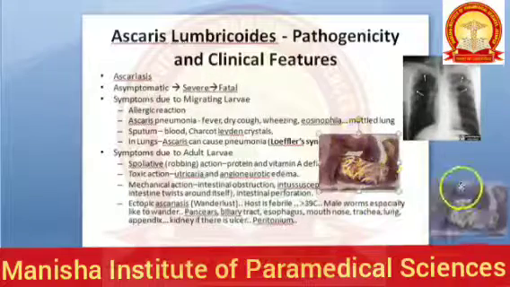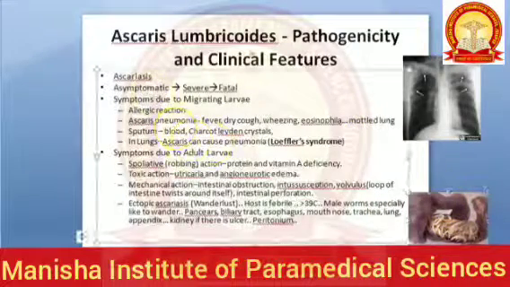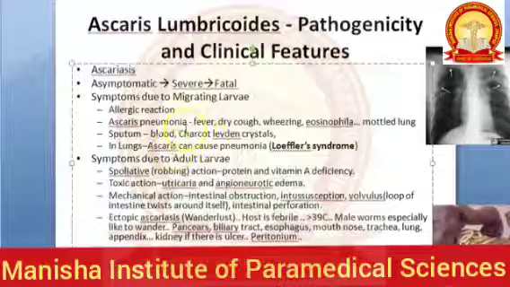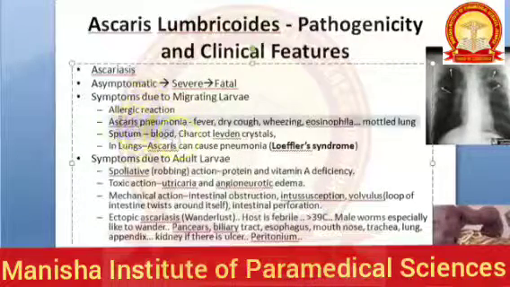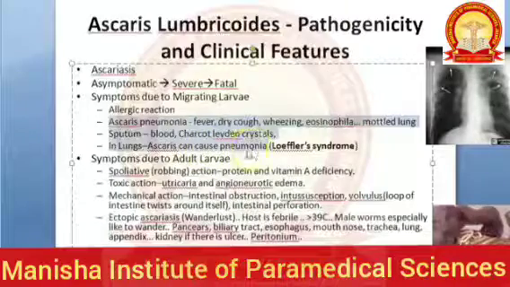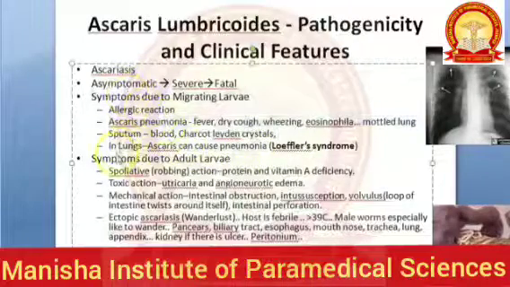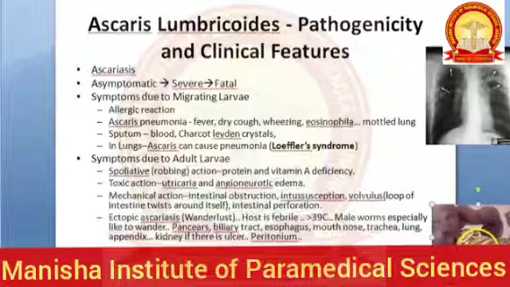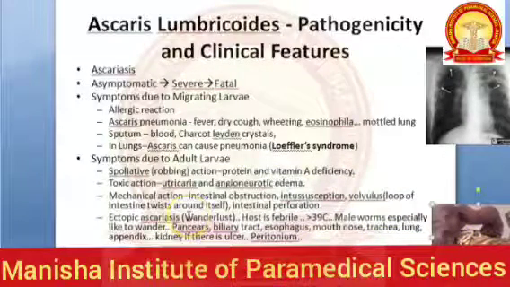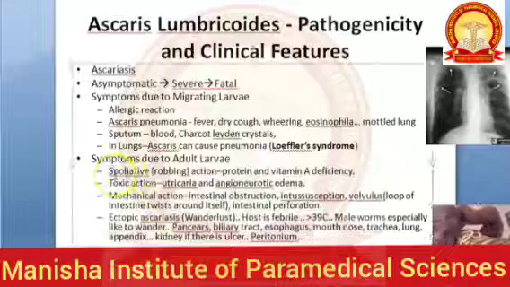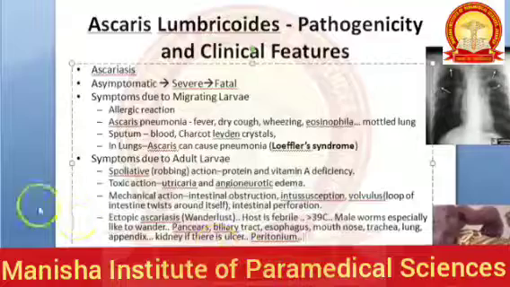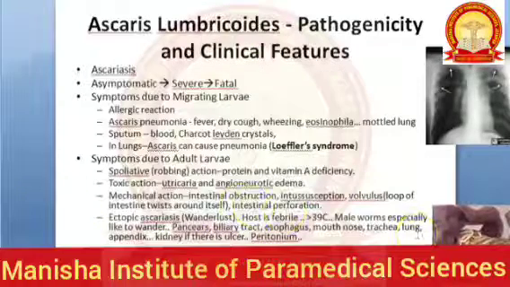These are the clinical features you see because of the migrating larva: allergic reaction, pneumonia, sputum, everything to do with the lungs. In symptoms due to the adult worm, it is mostly because of the intestine. Ectopic ascariasis, wanderlust, spoliative action, toxic action, mechanical action, all this you will write in the exam, no doubt at all.